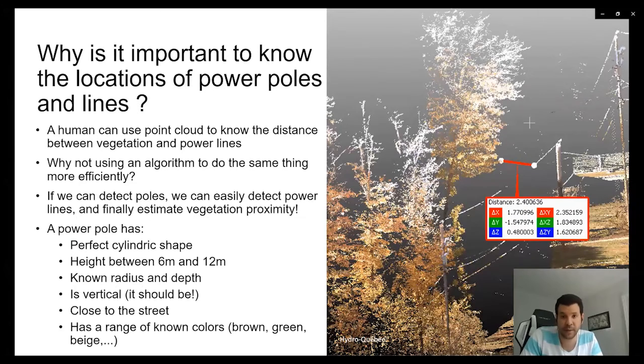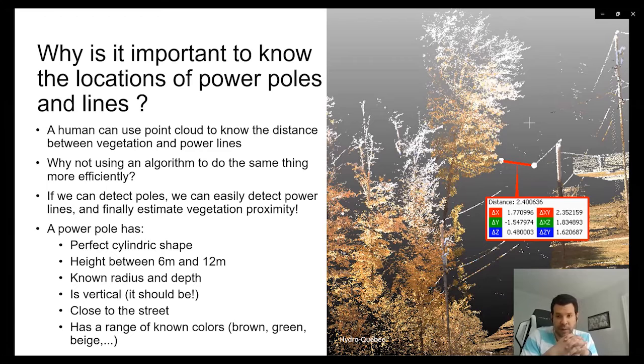We can easily see in this picture of a point cloud how close the tree is to our overhead power lines. So we can see it's 2.4 meters from the power lines. A human can do that really easily. And our idea is, why not do the same thing with an algorithm, to automatically detect the location of lines and also detect how close the vegetation is to our overhead power lines.